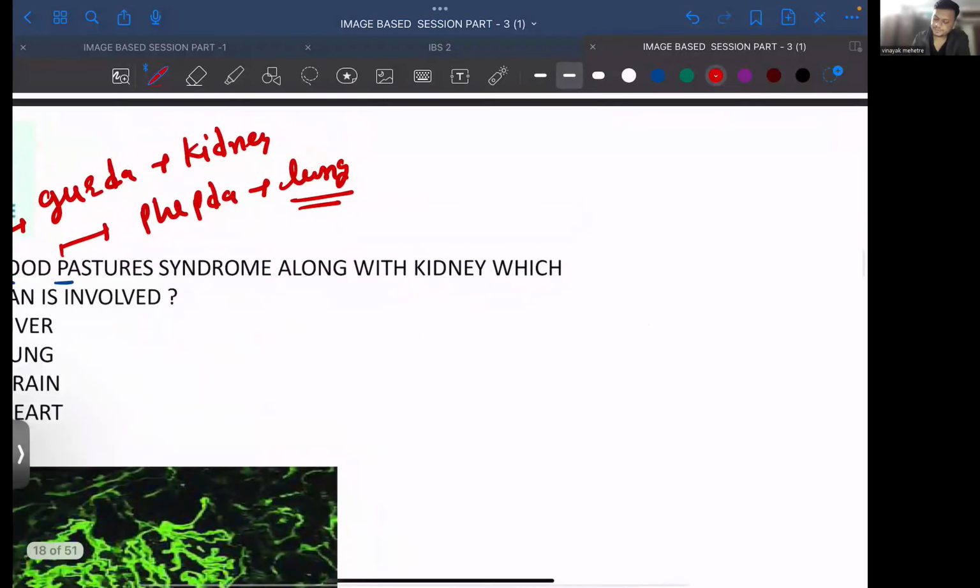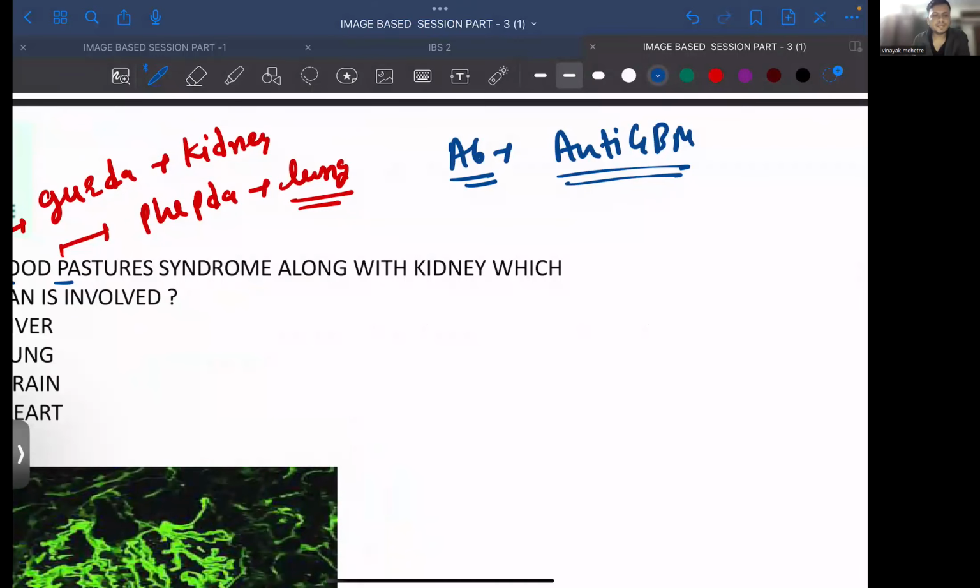Which antibody do we see over here? Someone has answered this before. That is anti-glomerular basement membrane antibodies. Okay, anti-GBM, right? What are the clinical features?